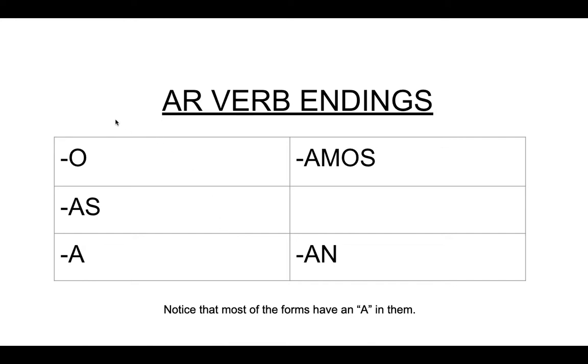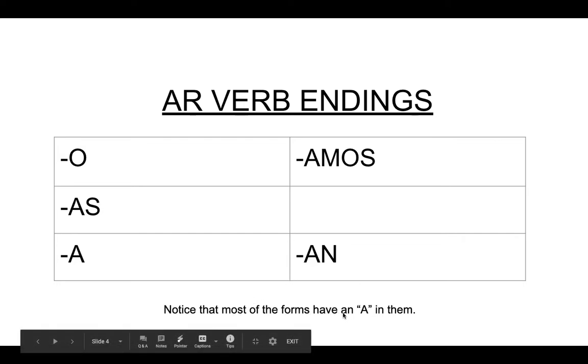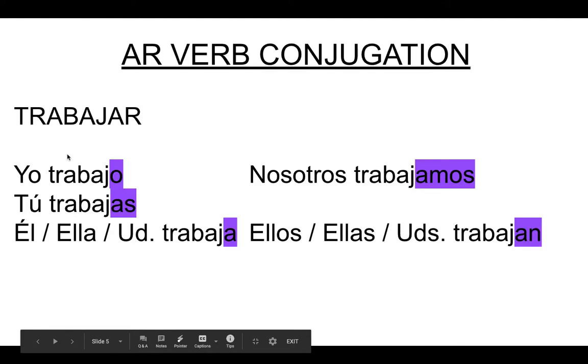So here are AR verb endings. O, as, a, amos, an. Notice that most of the forms have an A in them, right? Okay, so the only one without it is the yo form.